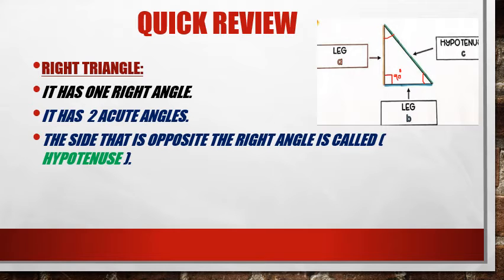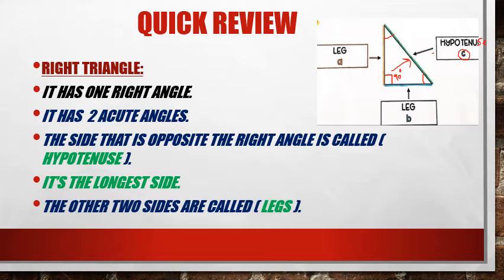The side that is opposite the right angle is called the hypotenuse. This side is opposite the right angle. It's called the hypotenuse, and the hypotenuse is the longest side of a right triangle. I will write letter C for this hypotenuse. The other two sides are called legs. Leg A, this one, and leg B, this one. So we have two legs, A and B. And the hypotenuse, the longest side, I will write letter C.